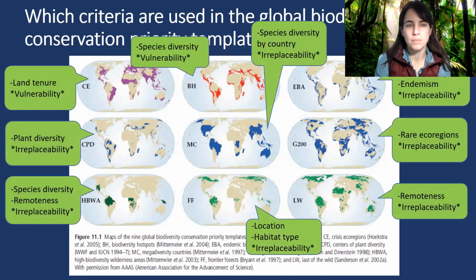All the rest of these templates look at irreplaceability as at least one of the criteria. They each look at other additional criteria, which I just kind of walked you through a couple minutes ago, but they use irreplaceability, so that this doesn't occur anywhere else. So irreplaceability is more common to use in these templates than vulnerability.